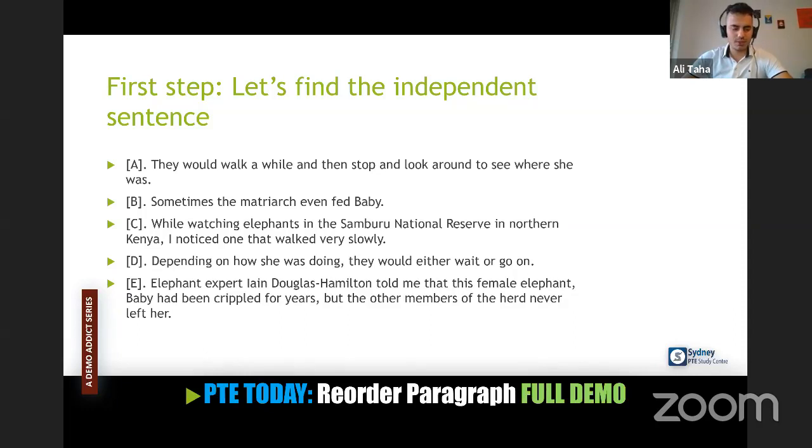What can be the independent sentence here? Is it A, B, C, D, or E? Ali? Atiq, what do you think? I'm talking from a student's perspective. My inclination goes towards option E, but somehow I feel that I could be stepping wrong.